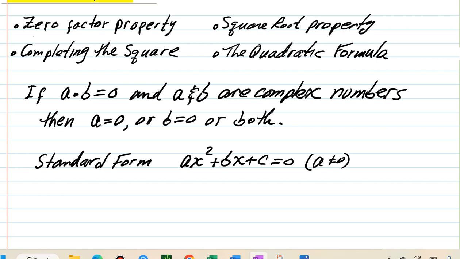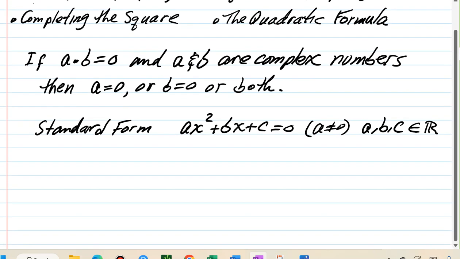Now what are a, b, and c? A cannot be 0 because if a is 0, then we simply don't have that front term, and the equation reduces to a linear equation. We want to maintain the standard form of the quadratic equation by letting a be different from 0. Now a, b, and c, the coefficients, could be anything. For us, we're going to start by allowing them to be real numbers, but they could be complex numbers too. So there we have it. Now remember this funny looking R, that means the set of real numbers.